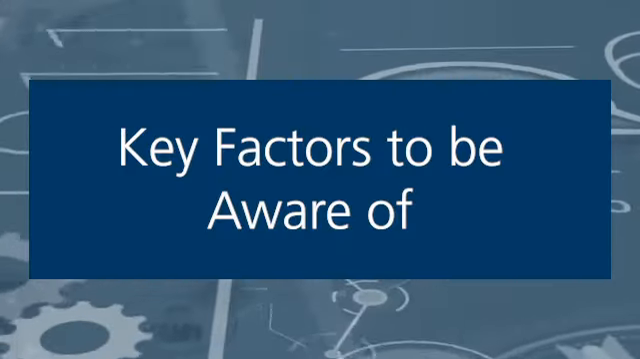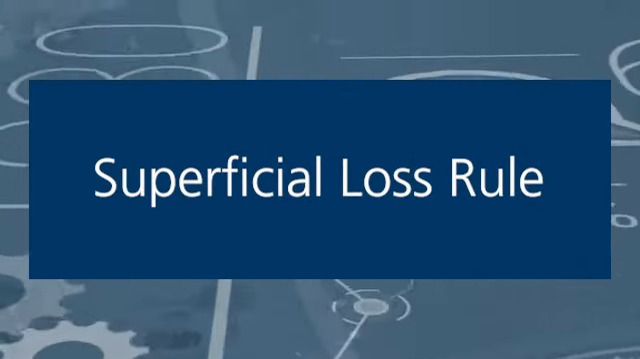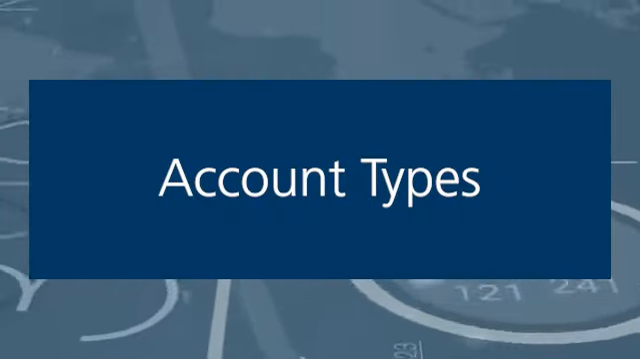There are a few key factors that need to be considered when looking at this strategy. According to the CRA's superficial loss rule, investors claiming a capital loss may not repurchase the same investment within 30 days of the sale. This is to prevent investors from playing the system to lower income tax. Additionally, it is important to note the investor's spouse would also be unable to repurchase the same asset within 30 days. Tax loss harvesting only applies to investments sold in non-registered accounts.